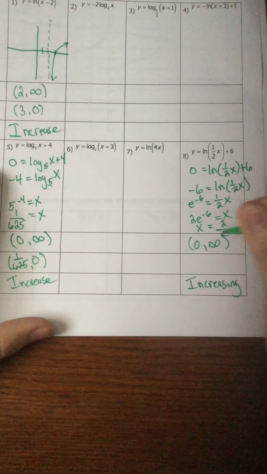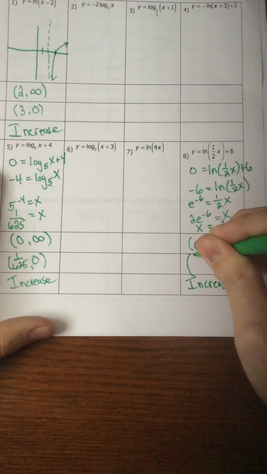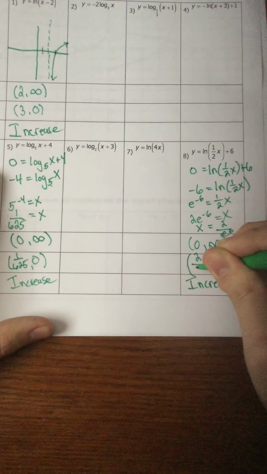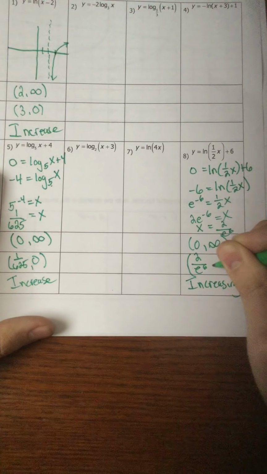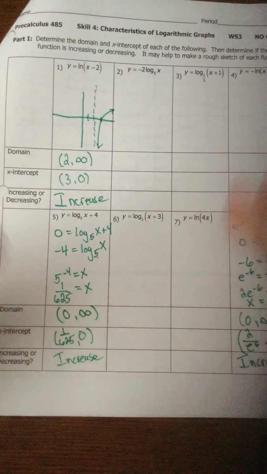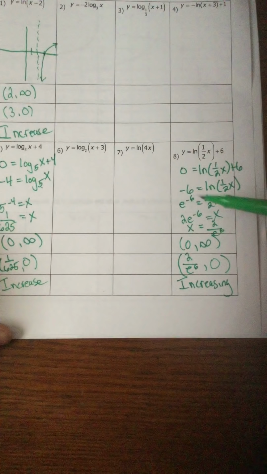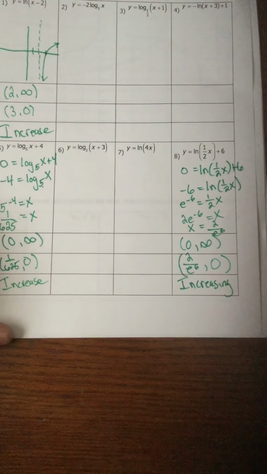All right, and this will be your x-intercept. Not a very nice number, but a number nonetheless. You got 2 over e to the 6, comma 0. And there you go. So see if you can do the other ones. I don't think they're too bad. This one's kind of similar to this one. Actually, this one's easier. All right, so we have that one.